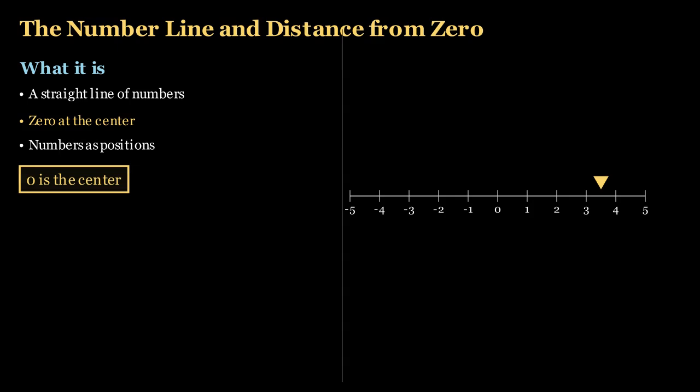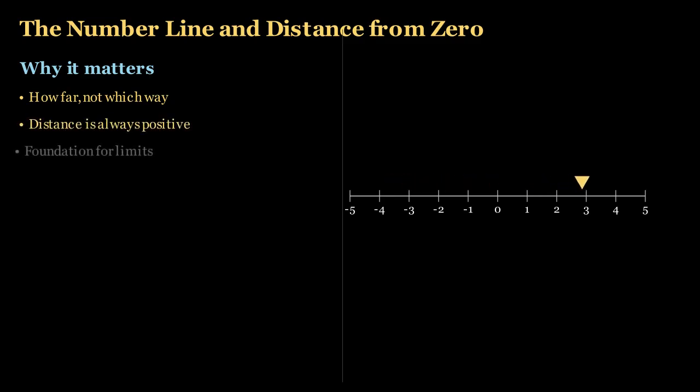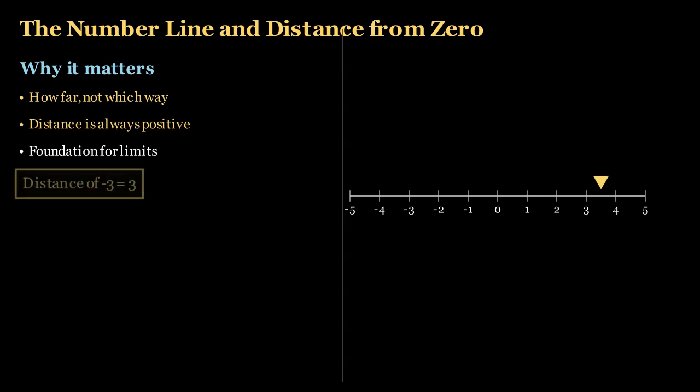Imagine you're playing a game where you can move left or right, but what you really care about is how many steps you've taken from the start, not whether you went east or west. If you walk 3 steps left, you're just as far from home as someone who walked 3 steps right. That how far idea is called distance, and on the number line it's always a positive number. You can't be negative steps away from something.